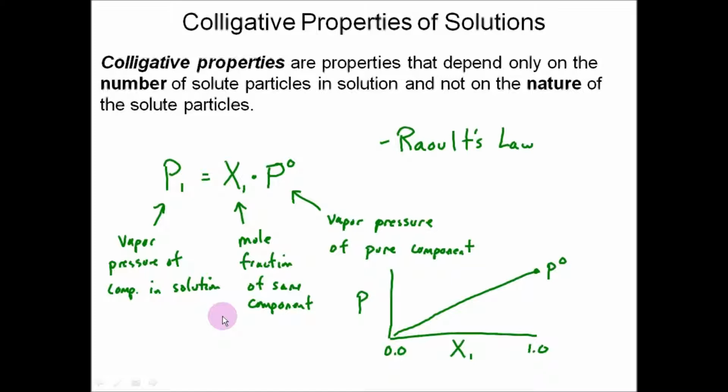Welcome to the tutorial on vapor pressure lowering. We talked about this a little bit in class, and now we're going to continue to talk about it in a little bit more complicated scenario. So first of all, vapor pressure lowering is a colligative property of a solution.